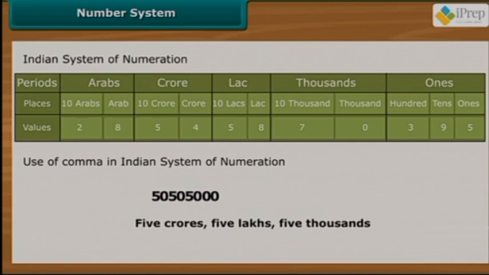The first comma comes after hundreds place, 3 digits from the right, and marks thousands. The second comma comes 2 digits later, 5 digits from the right. It comes after 10,000's place and marks lakh. The third comma comes after another 2 digits, 7 digits from the right. It comes after 10 lakh.